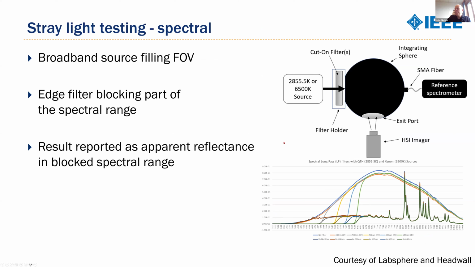We can do the same thing in the spectral dimension by blocking out a part of the spectrum and looking at the spectrum with or without the blocking. Then again, the stray light can be expressed as an apparent reflectance in the spectral range where the stray light is blocked. As you may understand, this is not giving a full coverage of all the properties of the stray light, and it's not sufficient to correct for stray light in the data, but it will give an indication in the specification as to how large or small the effect of stray light is on the signal.